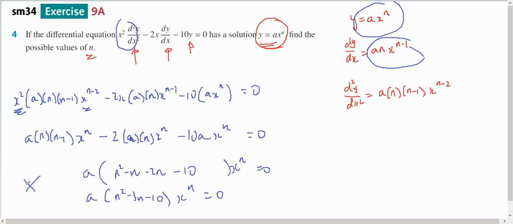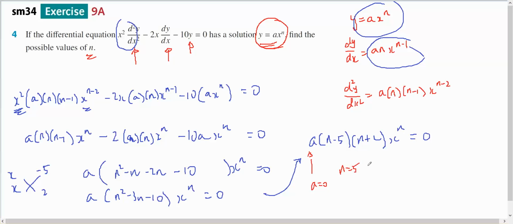I can crisscross that 2 and 5 with the negative on the 5. So what have I got? I've got a times n minus 5 times n plus 2 x to the n equals 0. Okay, this will only happen if a equals 0 or n equals 5 or n equals negative 2, and that can never give me a 0. Since the question said what are the values of n, then n can only equal negative 2 or 5.